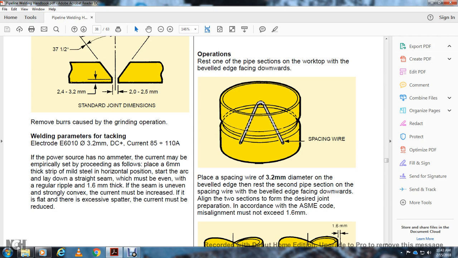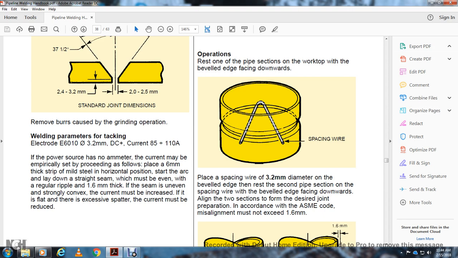Welding parameters for tacking: electrode E6010, 3.2 millimeters, direct current straight polarity, current 85 to 110 amps. If the power source has no ammeter, the current may be set empirically by depositing a bead on a 6 millimeter thick steel strip in the horizontal position.